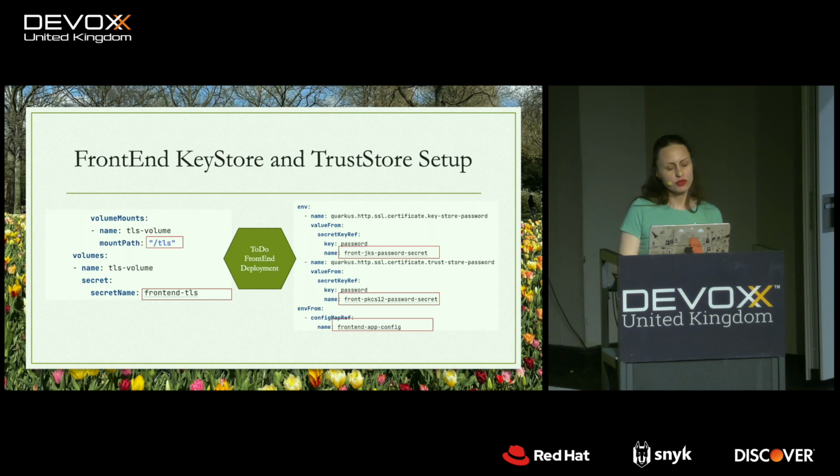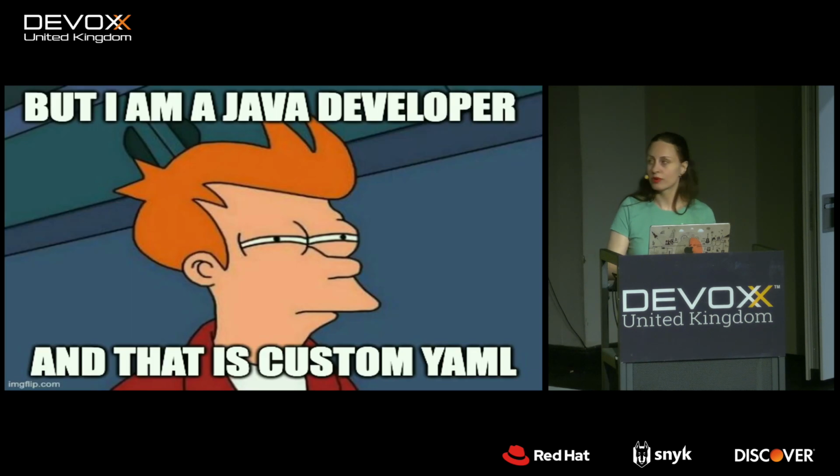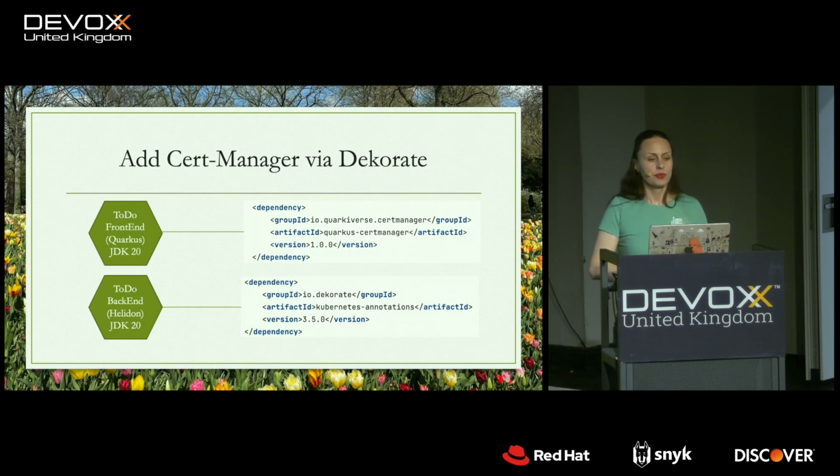this seems, again, like too much YAML to be maintained. And too much complexity, even though we added Cert Manager. And how do you know how to create the right certificate as a Java developer? So probably you're thinking, how can I use something else to help me with Cert Manager and generate some YAML for me? Now, you can add Cert Manager via Dekorate.